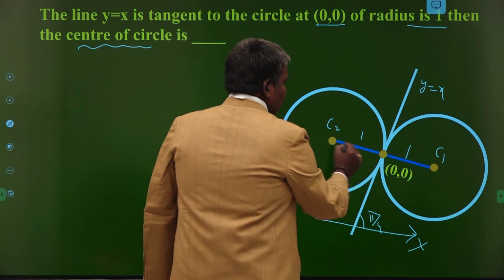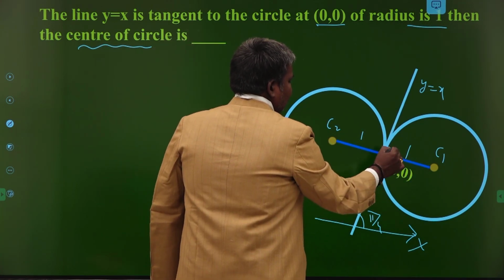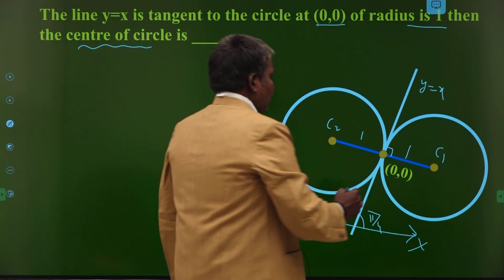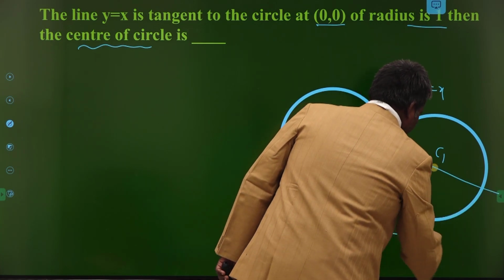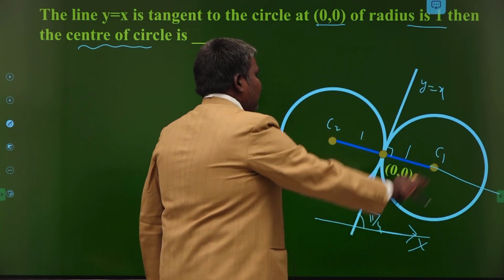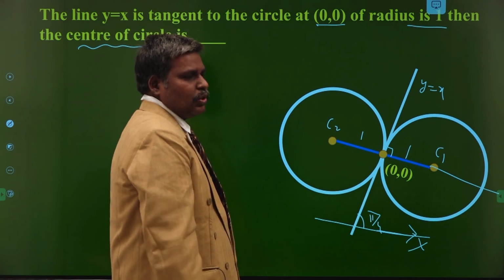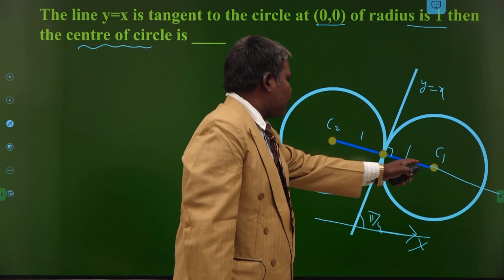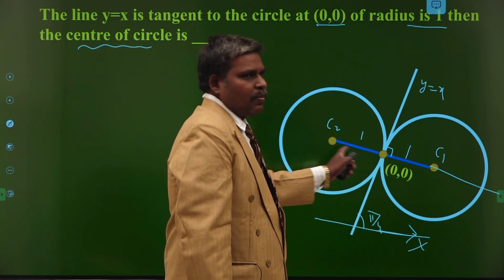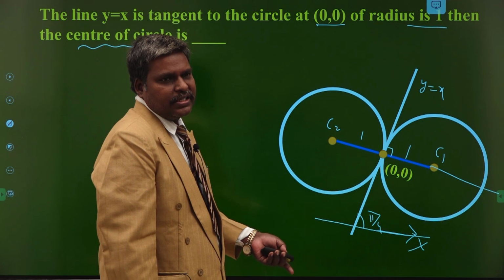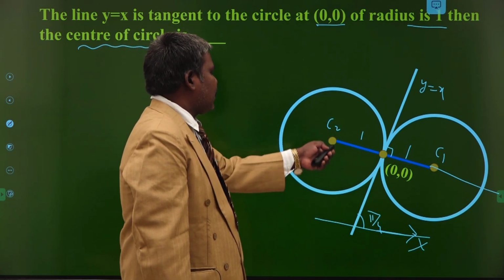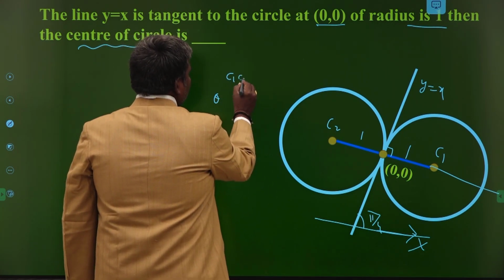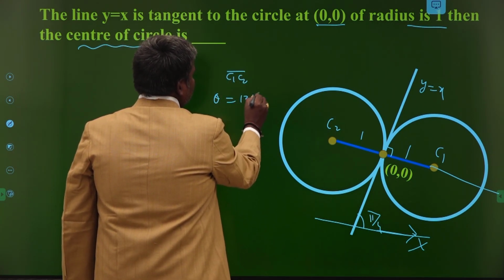Similarly, the line joining the centers and a common tangent, the angle is always 90 degrees. So if you produce the line in this manner, if it intersects at that point, the line makes an angle of 135 degrees to the positive direction of the x-axis. Because its slope is 1, the line perpendicular to this one has slope minus 1. Minus 1 means what? 135 degrees. Tan 135 degrees is minus 1. So the inclination of the line joining C1, C2 is 135 degrees.